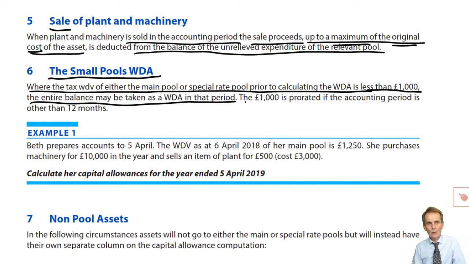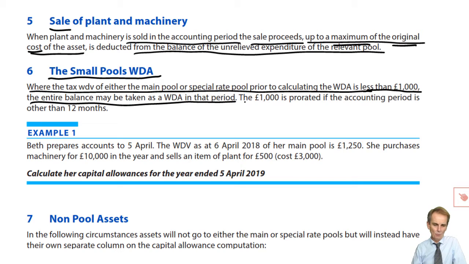So prior to computing the WDA for an accounting period, once the figure on either the main pool or special rate pool has come down, maybe as a result of a disposal during the period, to a balance of less than £1,000, then you are able to pick up the remainder of it rather than just picking away at this very small number on a reducing balance basis, remember, at either 18% or 8%.